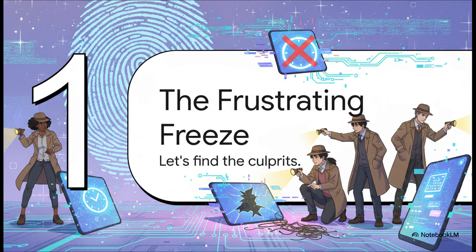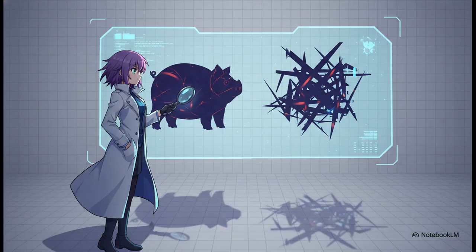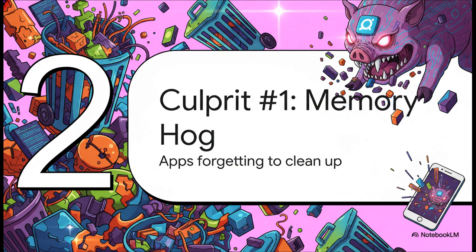Okay, so to get to the bottom of this, we're going to have to play detective. Seriously. Think of it less like a simple glitch and more like a crime scene. And the victim? Your app's performance. And our investigation has already zeroed in on two main culprits. I mean, these are pretty much the usual suspects behind almost every app that slows down to a crawl or just dies on you.